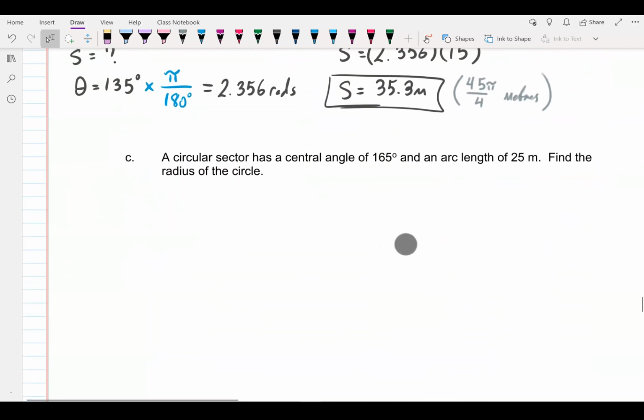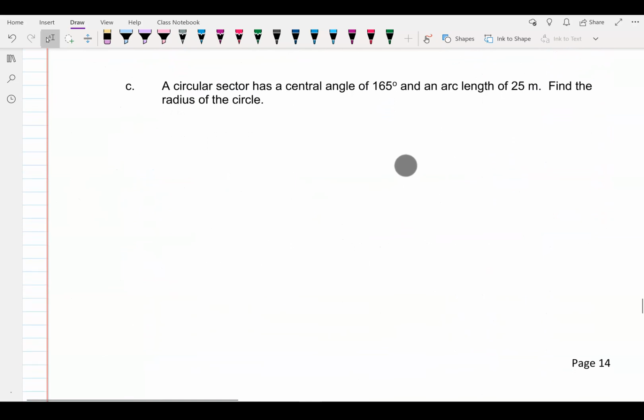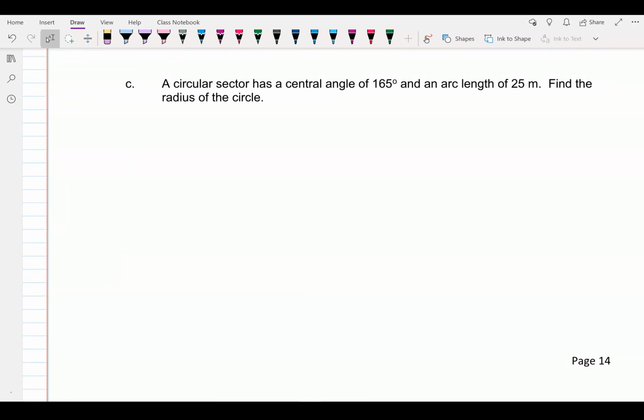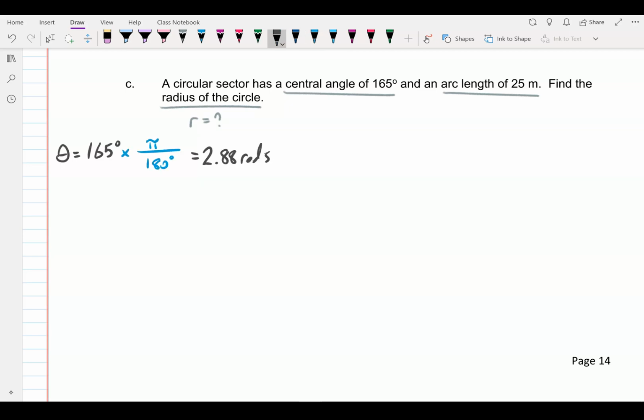Let's take a look at the last question in this section on arc length. See if we can handle this question. A circular sector, so again it's a circle, central angle of 165 degrees, arc length of 25 meters, find the radius. So in this case we're looking for radius. We're looking for something a little different this time. We can go about this a couple different ways. Let's start with the formula.